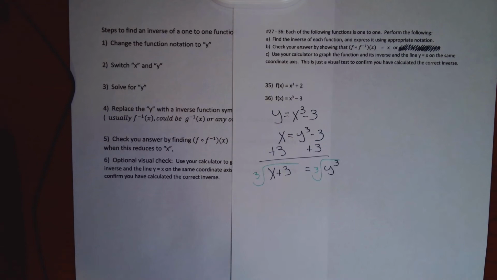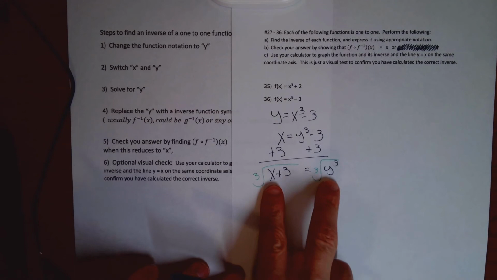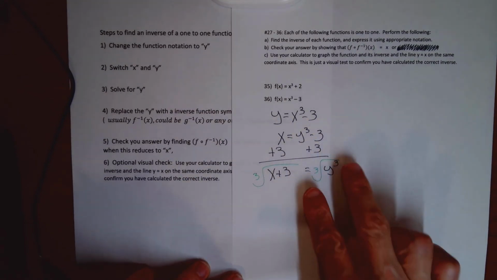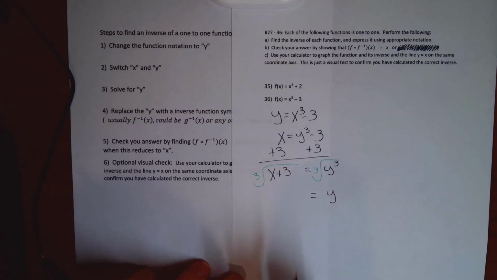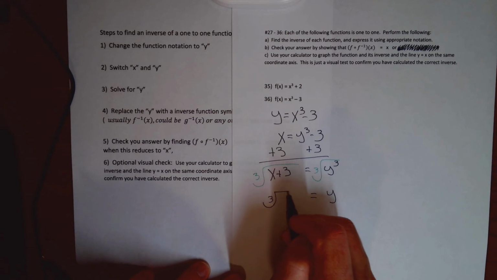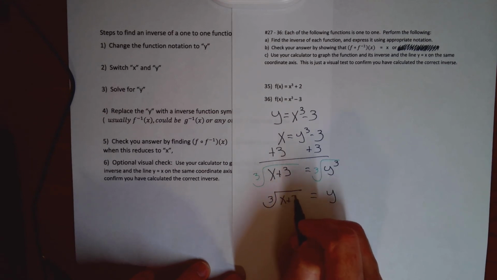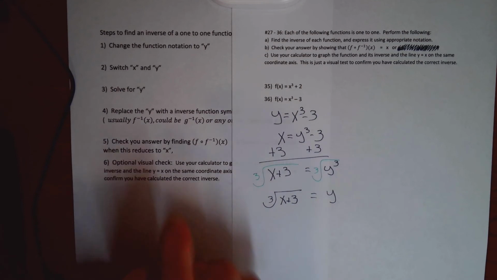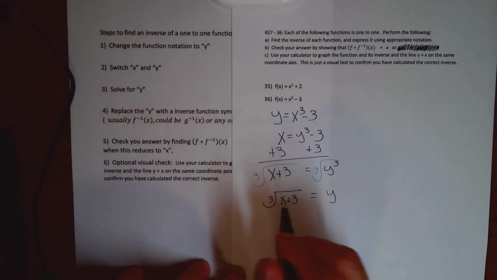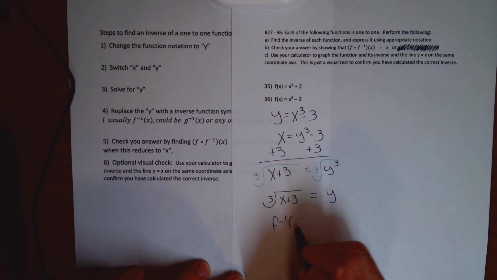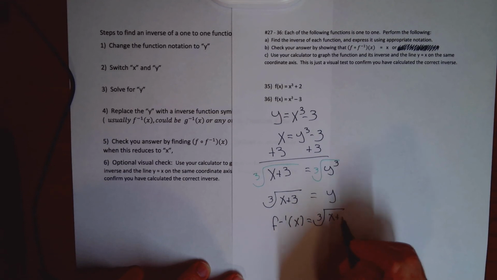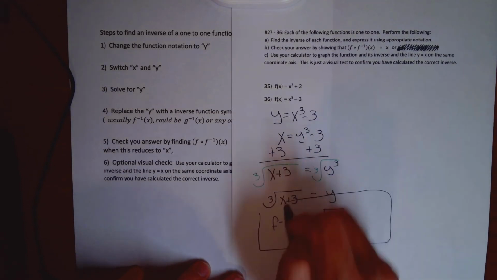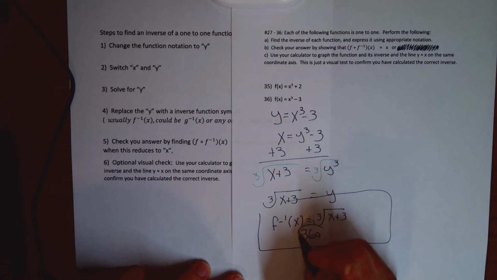So I added 3, and then to get rid of a cube, I need the cube root. So I cube rooted both sides. And on the right-hand side, the cube root of something cubed is just the thing that's being cubed. The cube root of y cubed is just y. On the left-hand side, that's not reducible. Doesn't matter that it's not reducible because it's going to be my answer. Now I'm done with step 3. I have the y solved for. Move on to step 4. Write the answer with the inverse symbol. So that's my answer to 36 part A.